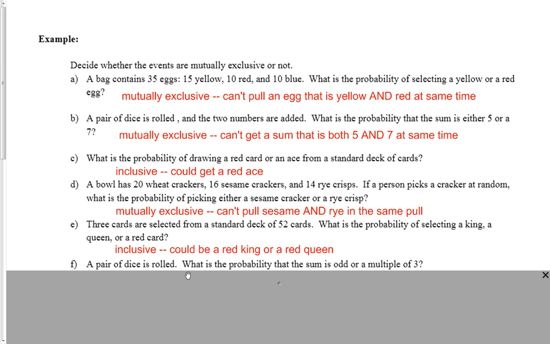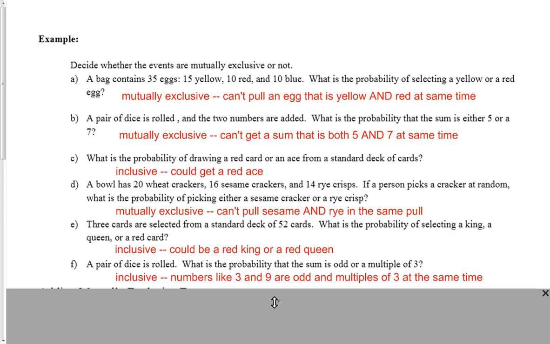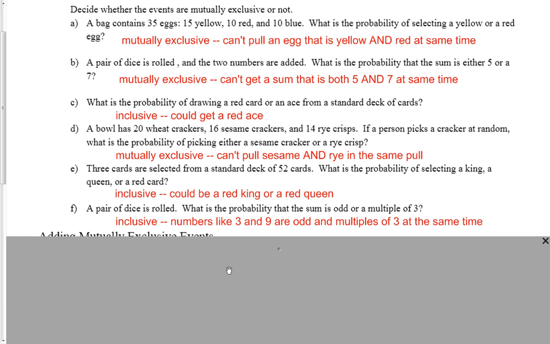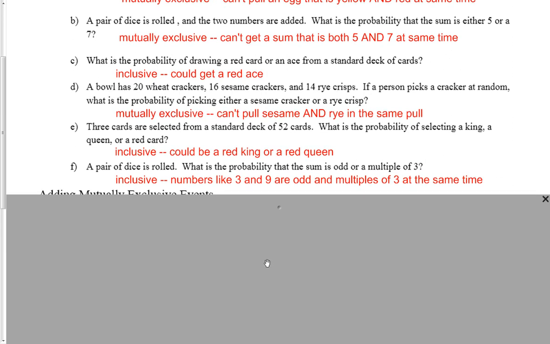Finally, a pair of dice is rolled. What is the probability that the sum is odd or a multiple of 3? Well, we know that multiples of 3 are, some of them are odd and some of them are even. So there are times when these are going to overlap. In fact, the number 3 is one of those times. So in that case, because both the events could happen at the same time, it's inclusive.